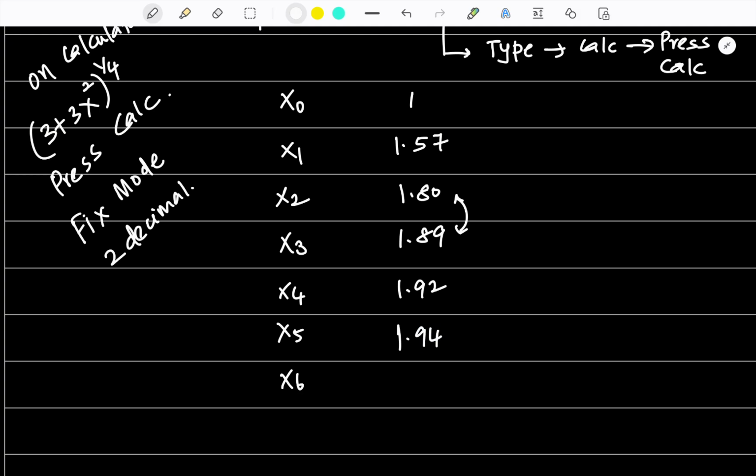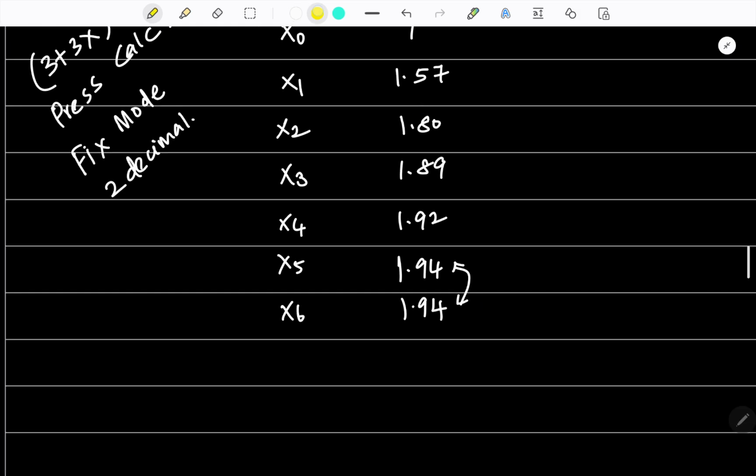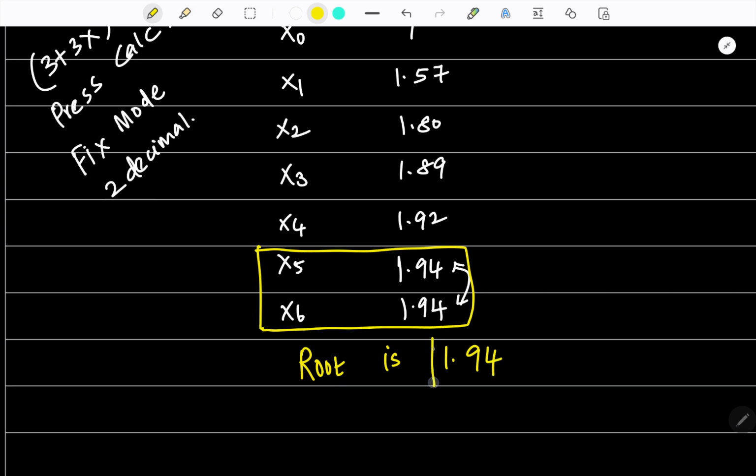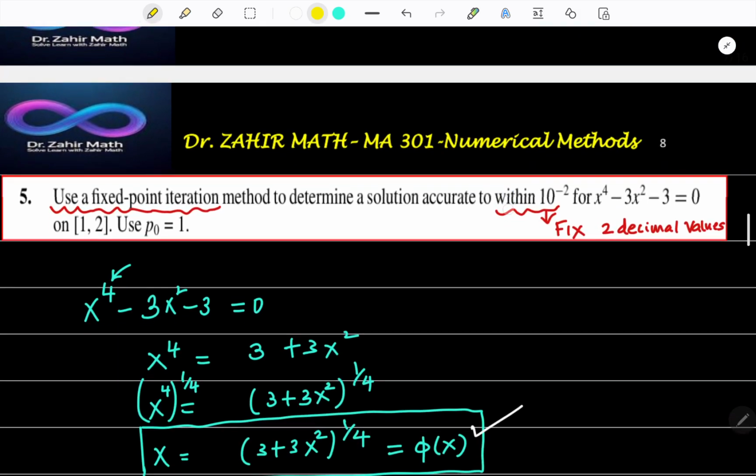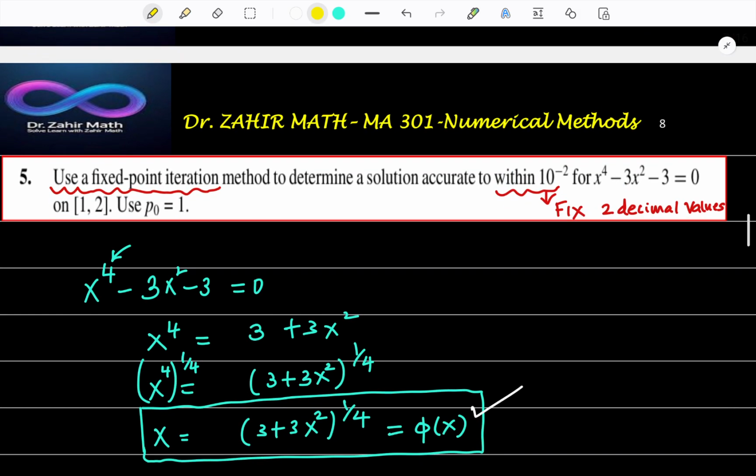Again press calc 1.94. You will get 1.94. These two are the same. I will erase this one. So you are going to stop it here. The two successive iterated values are the same. Therefore your positive root, or the solution, is 1.94.